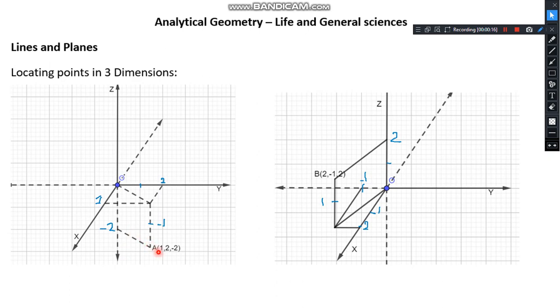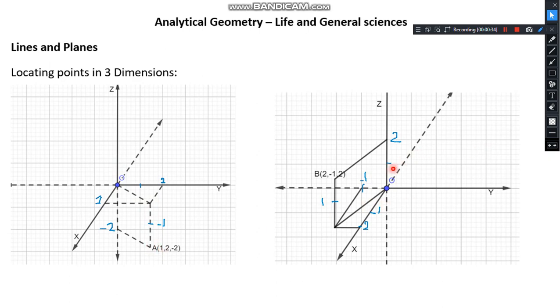I want to locate the point whose components are 1, 2, minus 2. So I go to the x-axis 1, on the y-axis 2. I complete the parallelogram, then I go down, parallel to the z-axis but negative, down minus 2. So here is the point A.